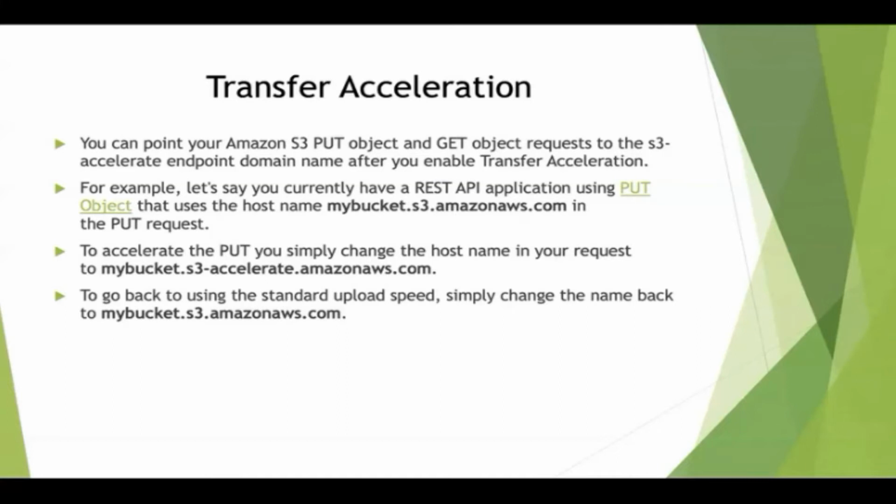All you need to do is just change the host name for your object to be uploaded to the nearest edge location, and then over an optimized network path, it will be uploaded to the destination S3 bucket. So to go back to using the standard upload speed, you can simply change your name back to your bucket name.s3.amazonaws.com. So this is how you use transfer acceleration when you work with your applications.